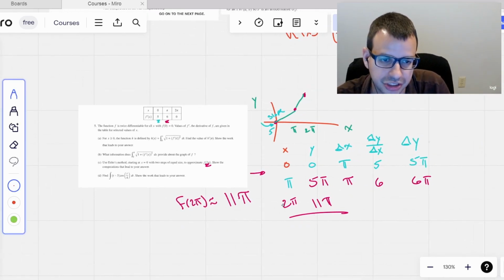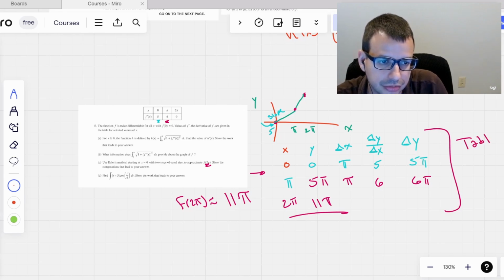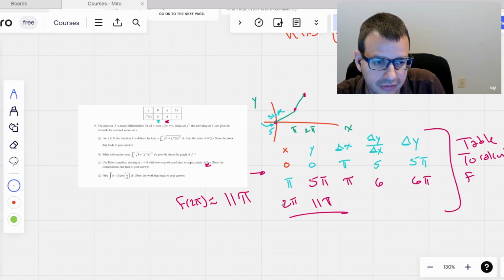And this is just a table to calculate f of 2 pi using Euler's method.